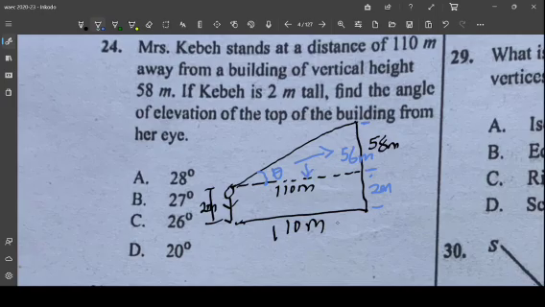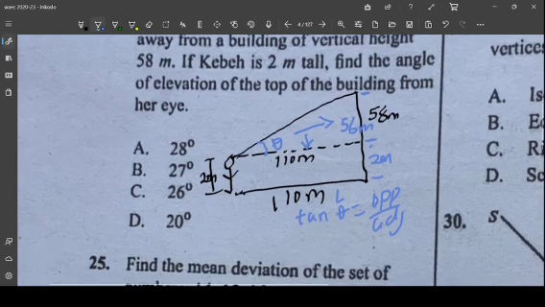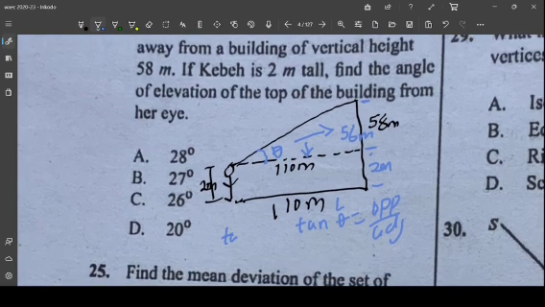So tan connects opposite and adjacent. So you have that tan theta is equal to opposite over adjacent. So in this case, tan theta is equal to, the opposite is 56 all over the adjacent of 110. So dividing that with a calculator, it means tan theta is equal to 56 divided by 110 gives you 0.5091.